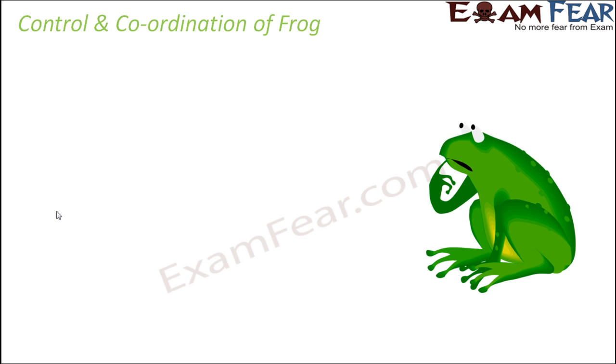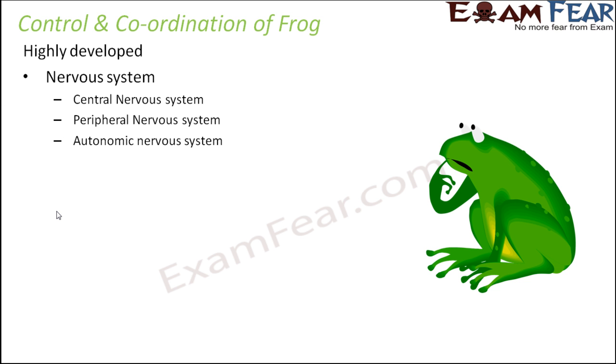Now we will talk about the nervous system. So here we are talking of control and coordination of frog, because when we talk about control and coordination, it is not only the nervous system but also the endocrine system. There are so many things which take place inside the body of a frog, which are not only controlled by brain, spinal cord and nerves, but also controlled by certain chemicals which are present inside our body. So it has a very highly developed control and coordination system.